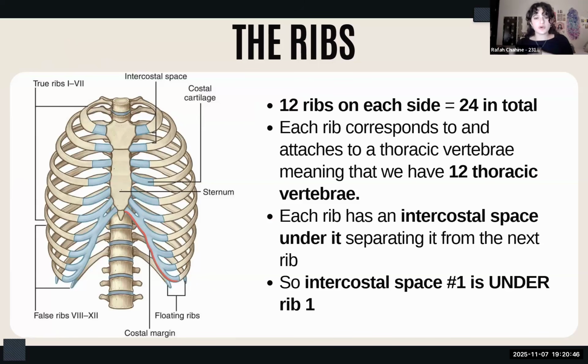Each rib is going to correspond to and attach to a thoracic vertebrae from the back, okay? So if we look closely, this is rib number one, and it attaches to a vertebrae in the back. Rib number two, the same thing, okay? Each rib has an intercostal space under it. So if I tell you, okay, where's the intercostal space for rib number five, you're going to count like one, two, three, four, hit the rib number five. Under it is the fifth intercostal space, okay?